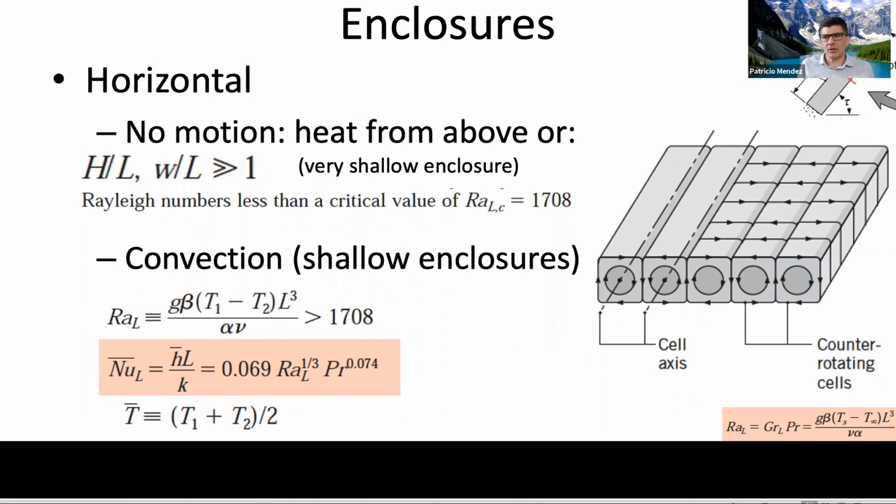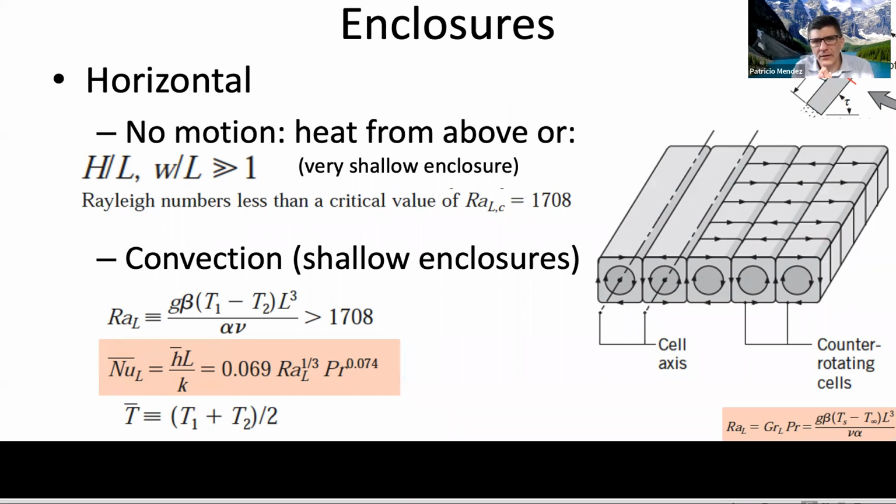So let's talk about what happens in a horizontal enclosure. This horizontal enclosure would be, for example, you don't need to have a surface. You can have, for example, a flat plate of water that you heat from below. If you heat it from the top, we already discussed. Hot is above, cold is below, nothing happens.